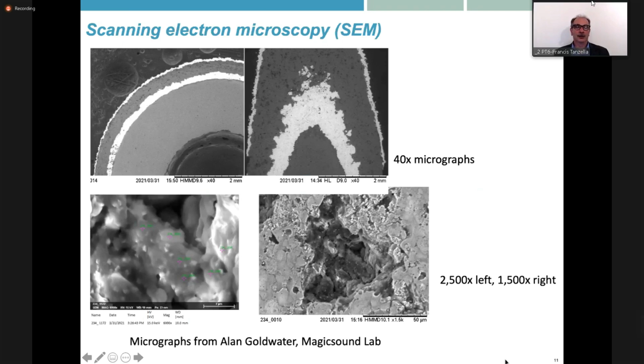Now let's transition to scanning electron microscopy. Here are some SEM micrographs taken by Alan Goldwater down in Santa Cruz on Brillouin tubes similar to those shown earlier. The conducting materials show up as white and the insulators show up darker. The legend bar on both of the upper micrographs of the cross-section and oblique angle cut samples is 2 millimeters.